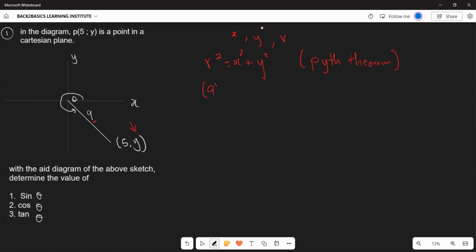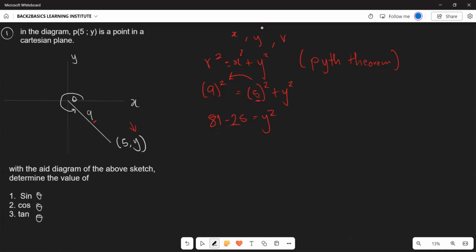So this is going to be 9 squared equals your value of x, which is 5 squared, plus y squared. Then you take this side. What is 9 squared? It is going to be 81. Then your 5 squared is 25, and when you take 25 to this side, it is going to be minus 25, which equals y squared.